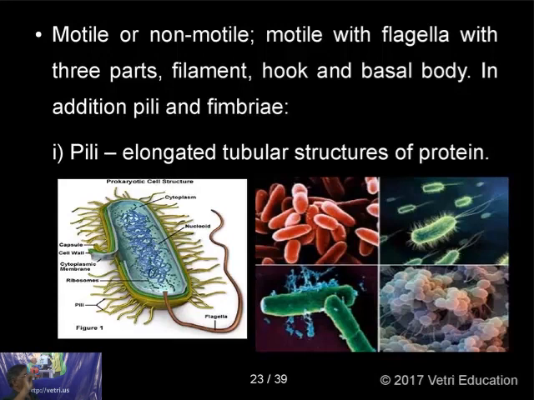Next, these organisms are motile or non-motile. The motile ones have a flagellum with three parts: a filament, a hook, and a basal body, in addition to pili and fimbriae. The flagella are longer and help in more locomotion, and somewhat smaller are pili and fimbriae. Pili are elongated tubular structures made up of the protein pilin.